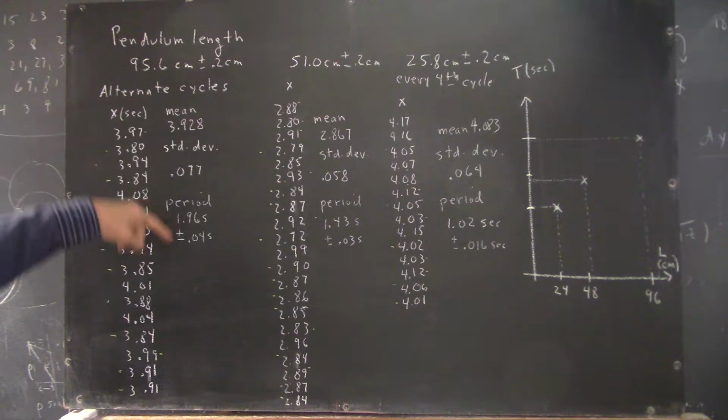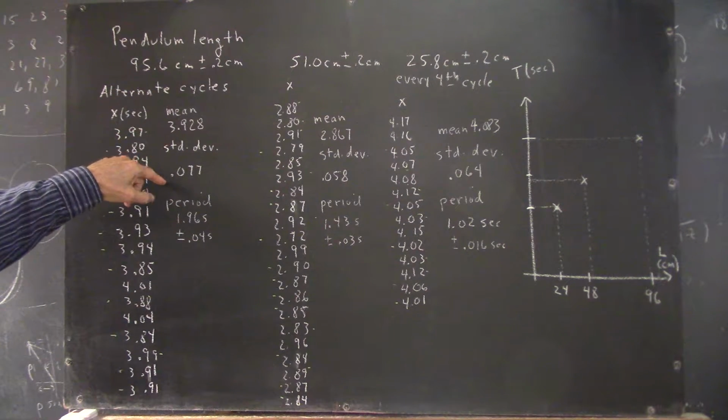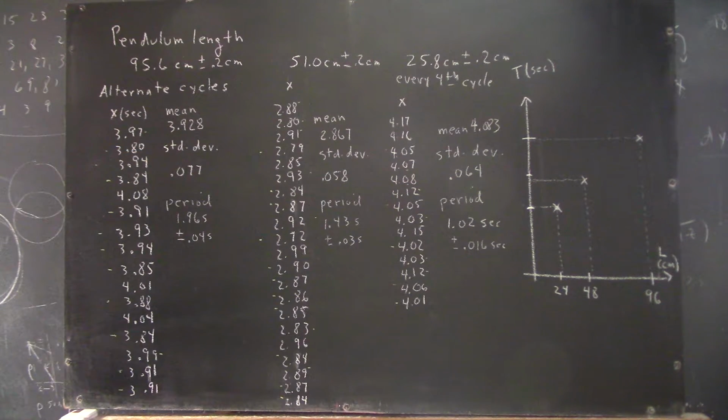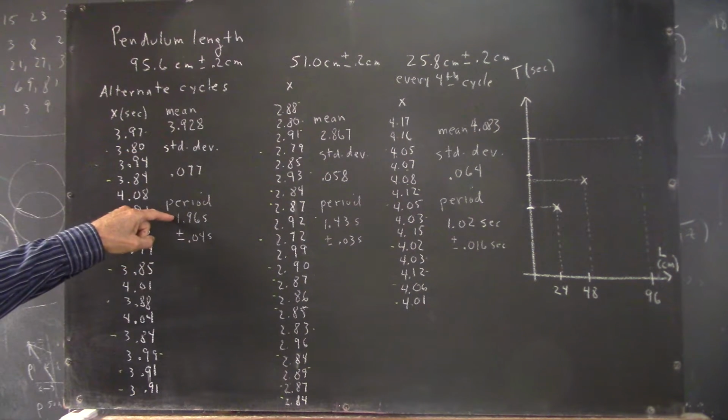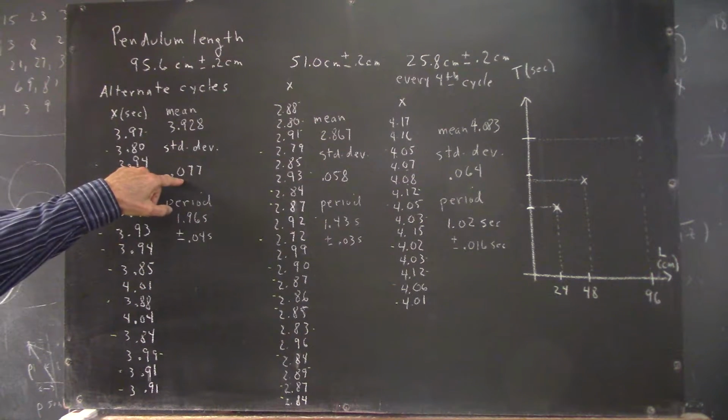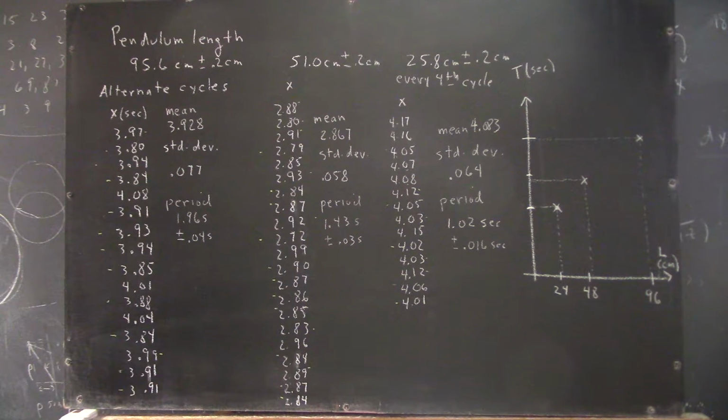Okay, well, we have this mean and the standard deviation. That's for 2 cycles. If we divide this in half, we get a 1.96 second period, and plus or minus half of that standard deviation, plus or minus 0.04 seconds.